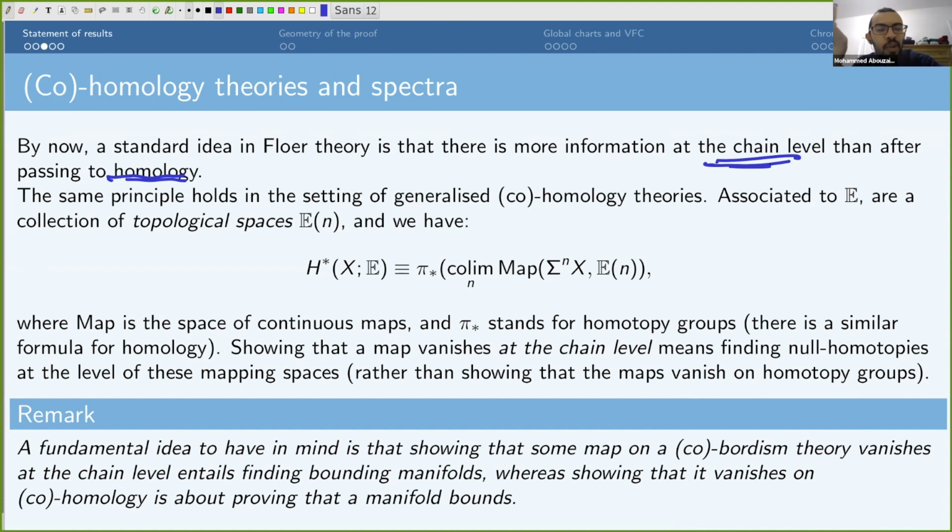What does it mean, however, to work at the chain level when you're studying one of these generalized cohomology theories? Well, it turns out that working at the chain level does not mean that you have a chain complex and a differential and so on. Instead, what it means is you're working with topological spaces. If you have a generalized cohomology theory, again in this formal context we call it E, what you can prove formally is that there's a collection of topological spaces, one for each natural number.